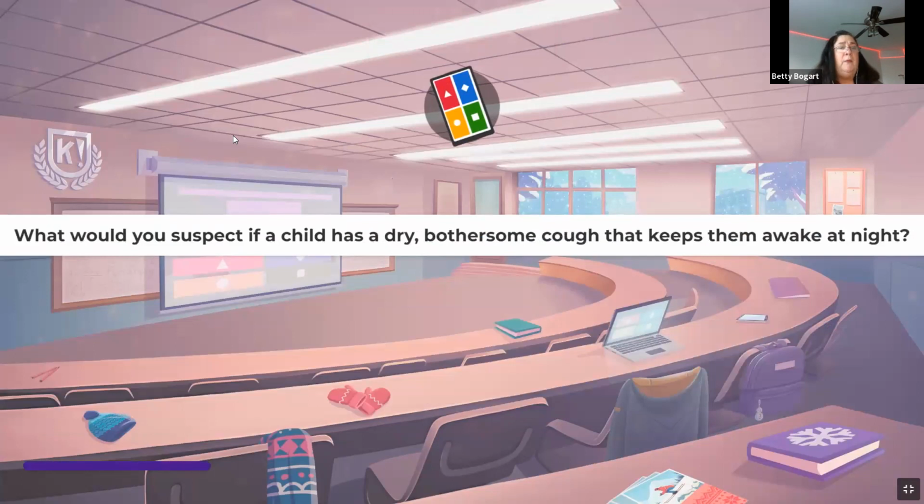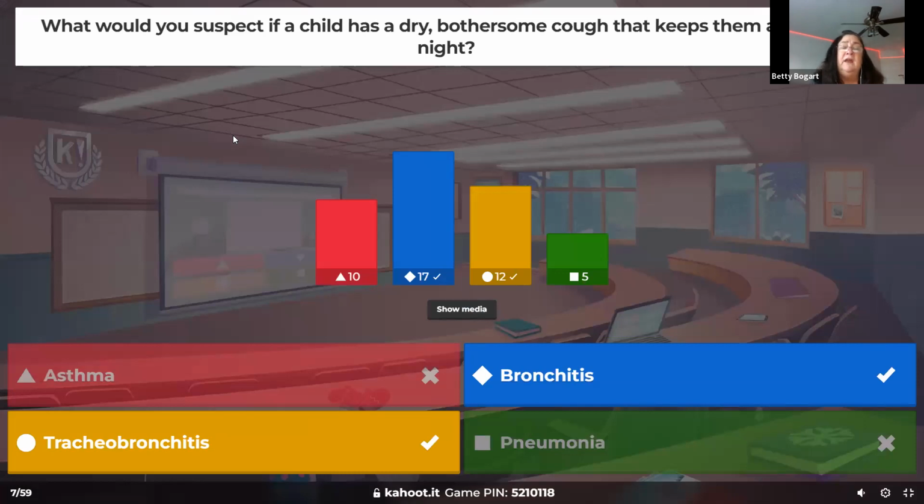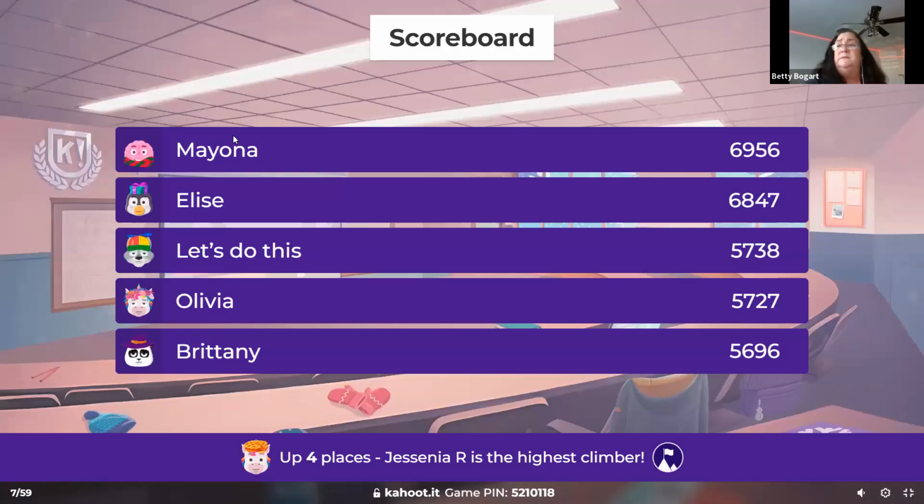Another. What would you suspect if a child has a dry, bothersome cough that keeps them awake at night? So it's the same thing, different words, tracheobronchitis or bronchitis. Remember, it's dry, nothing comes up, you can't sleep. And one of the recommendations is some sort of cough suppressant to help them sleep at night. Very annoying.